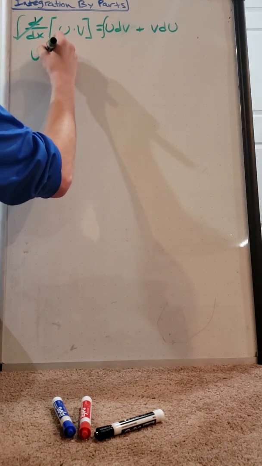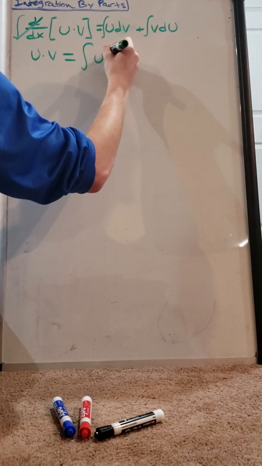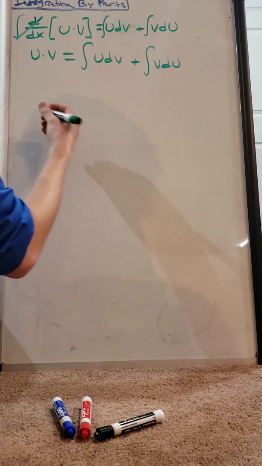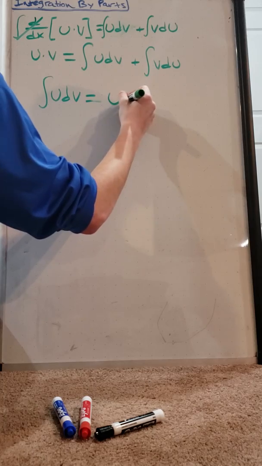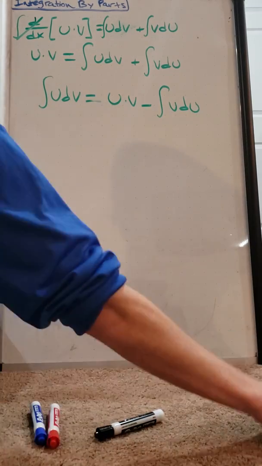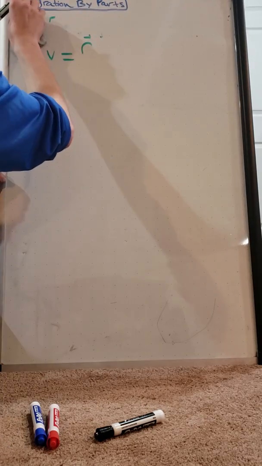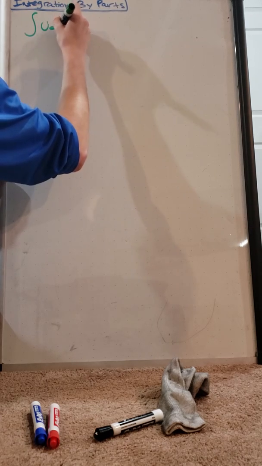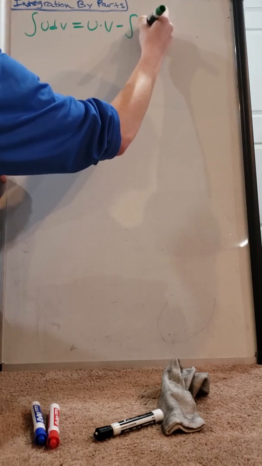So you get u times v equals the integral of u dv plus the integral of v du. If you solve for the integral of u dv, that's equal to u times v minus the integral of v du. So that's where it comes from, and I'll just leave it at the top for reference.